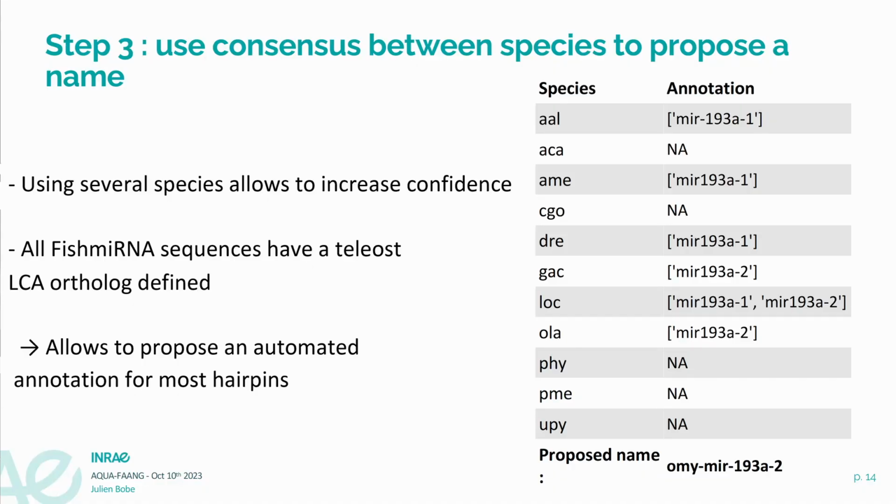And then that's what I just said. We use more species to increase confidence, and all fish microRNA sequences have a teleost last common ancestor ortholog that we define, and based on that we can propose an automatic annotation. And in that case, for instance, that's what we had for this microRNA, and we came up with this annotation because it was the one found in the closest related species here and here, stickleback and medaka.